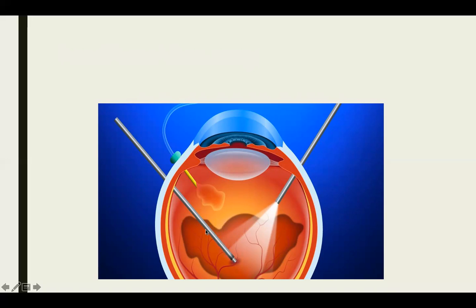What we will do, the first thing is we need to remove all the vitreous. Let's suppose if there is a break, we need to remove all the vitreous. Then we need to drain the subretinal fluid through suction from the cutter.